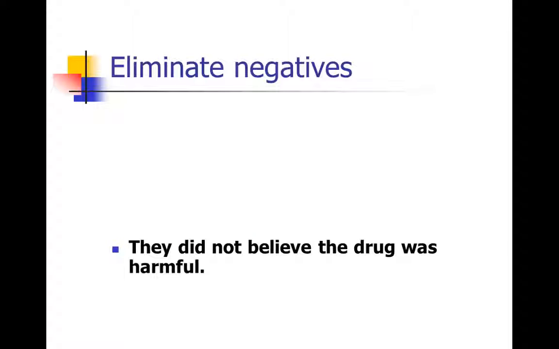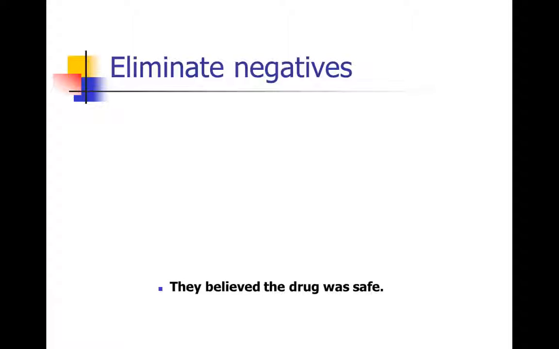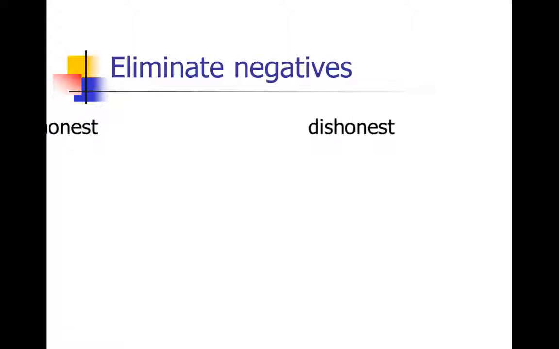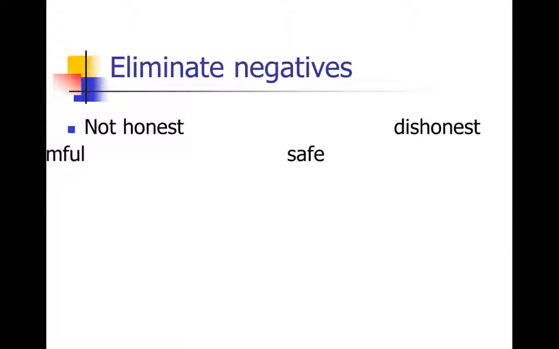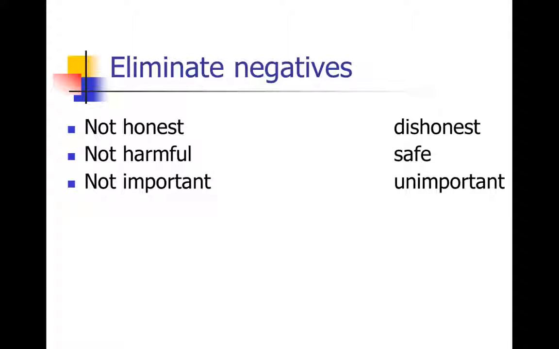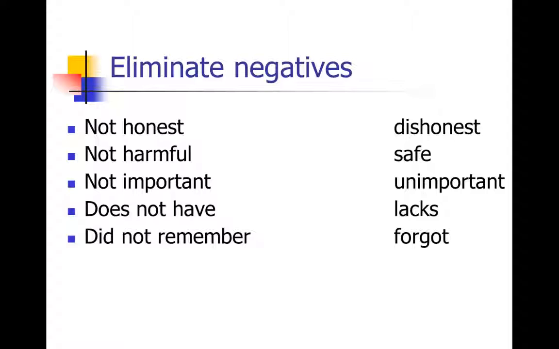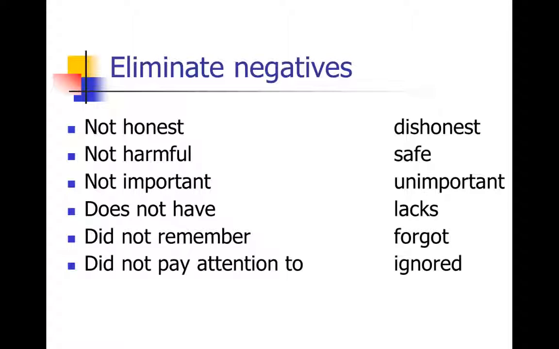They did not believe the drug was harmful. How would we turn that into a positive? They believed the drug was safe. So there's almost always a way to turn that negative into a positive. So for example, if you have not honest, you could say dishonest. If you have not harmful, say safe. Not important, unimportant. Does not have could be lacks. Did not remember, forgot. Did not pay attention to, ignored. There's almost always a positive way to say it.